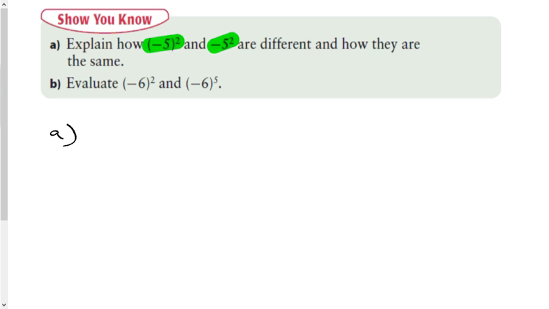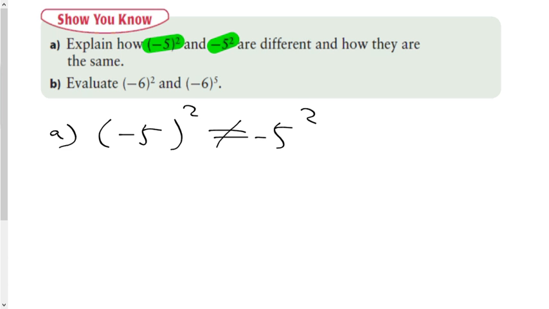So the first thing I want you to put down is this, and this is the most important statement you will get in all of chapter 3. This statement right here. Negative 5 in brackets to the exponent of 2 does not equal negative 5 to the exponent of 2. What does this mean?